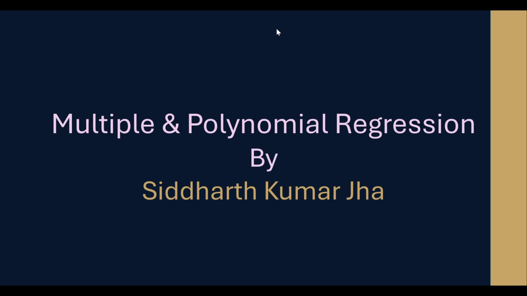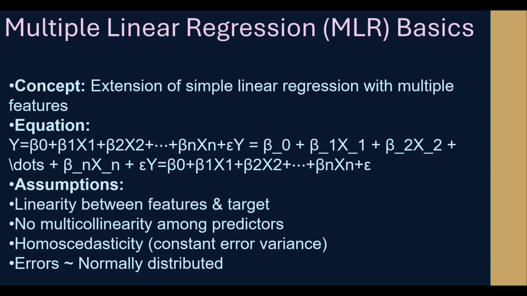Now we will discuss multiple linear regression, MLR basics. The concept is where more than one independent variable is used to predict the dependent variable. Its equation is B0 plus B1 x1 plus B2 x2 and so on up to Bn xn. B1, B2, B3 are the coefficients, the effect of each feature on Y.